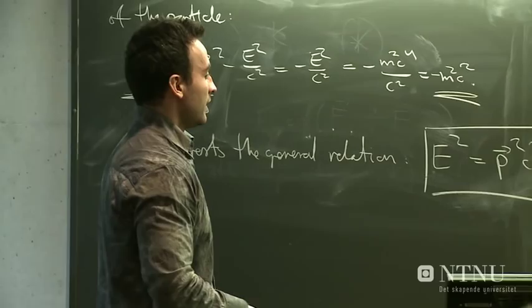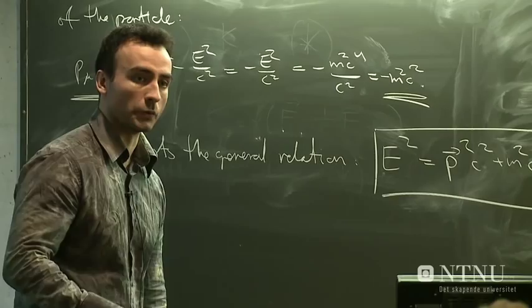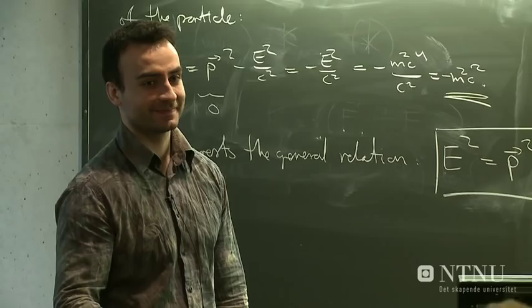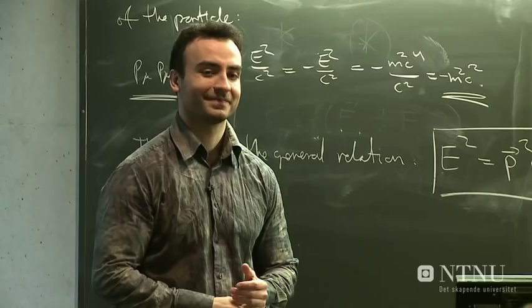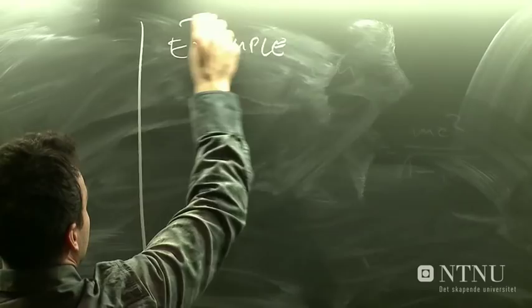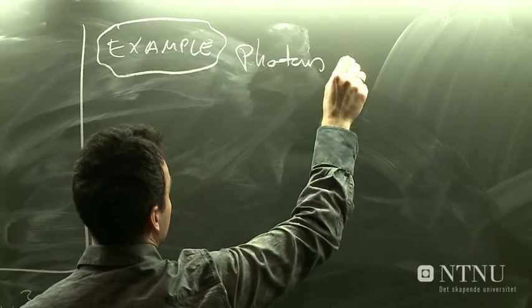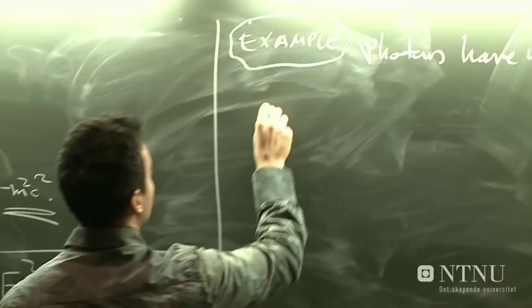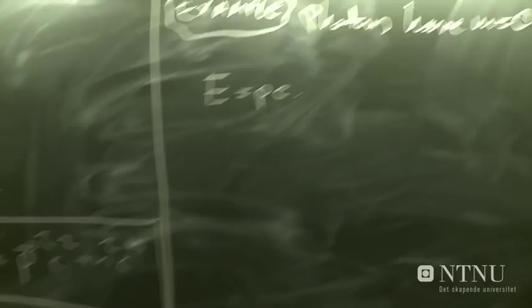So this applies to massless particles as well. Do we know of any massless particles? I bet you do. Photons. Photons, excellent. So photons have zero mass, and hence from this general equation, the energy of the photon should just be equal to its momentum multiplied with c.